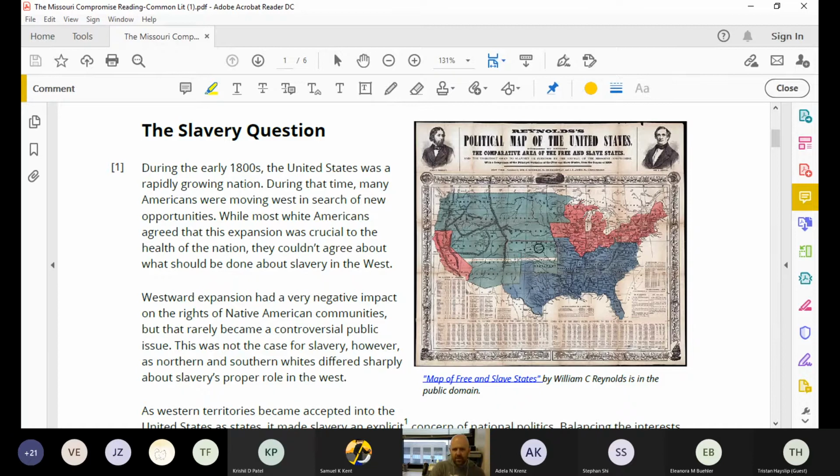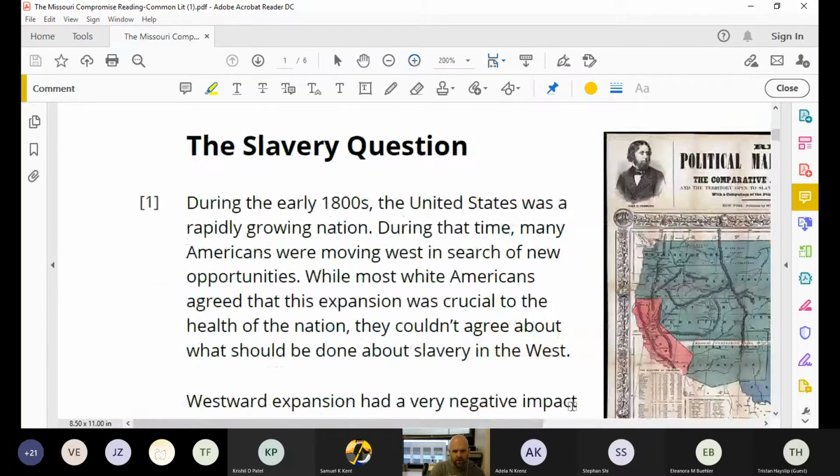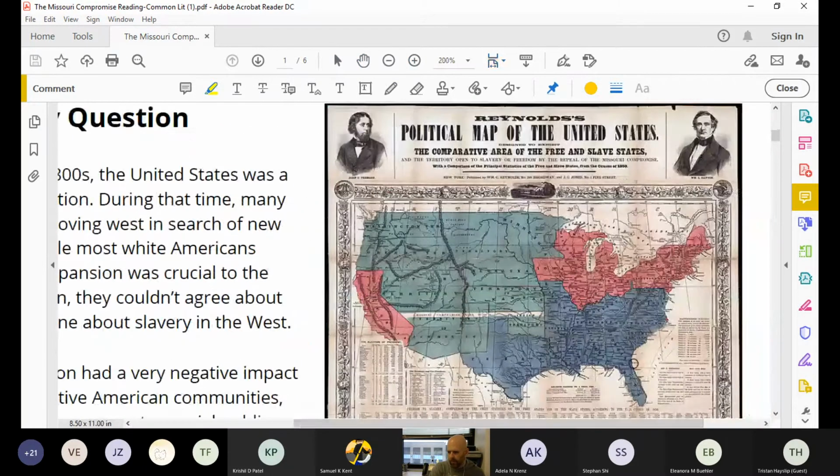This map is kind of interesting. It's a little bit farther down the road, and because it's hard to tell on the screen, I'll zoom in for you, but California is a state here. It's a free state. All the states in pink are free. All the states in blue are slave states.